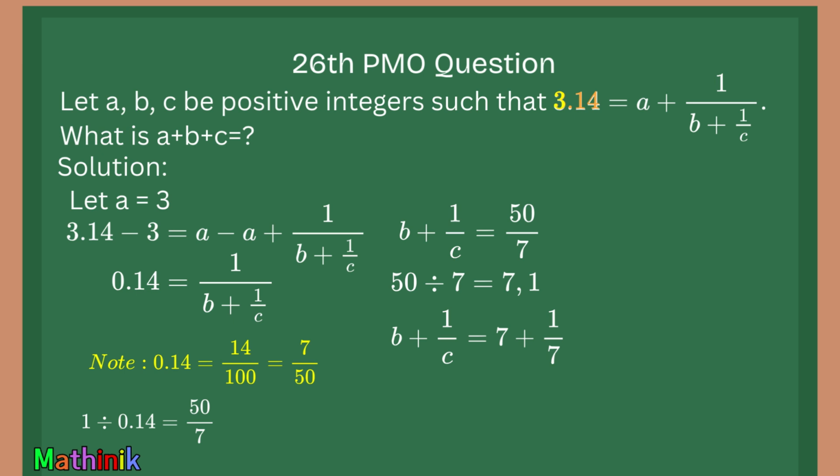By comparing both sides, we see that b must be equal to 7. We also see that 1 divided by c must be equal to 1 over 7. This means that c is equal to 7.